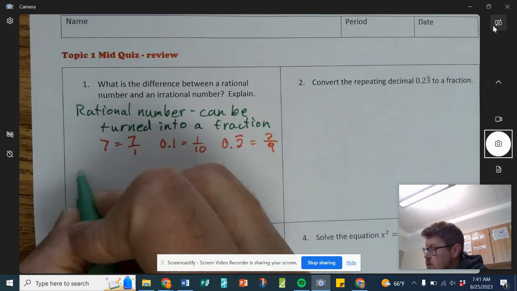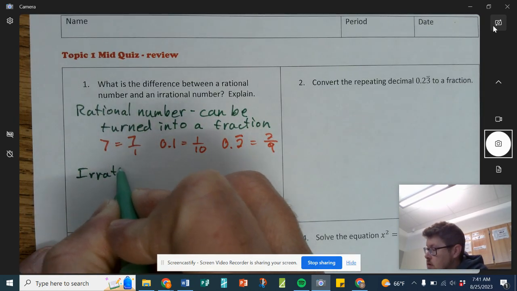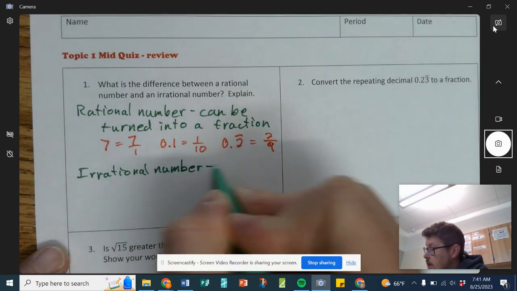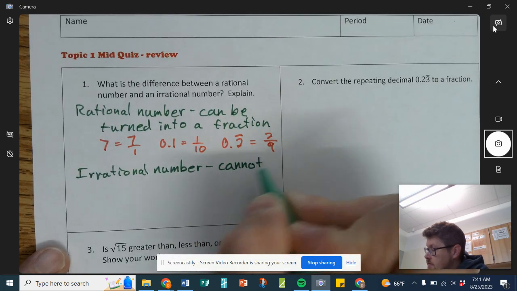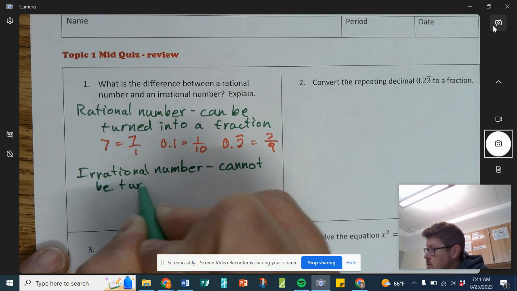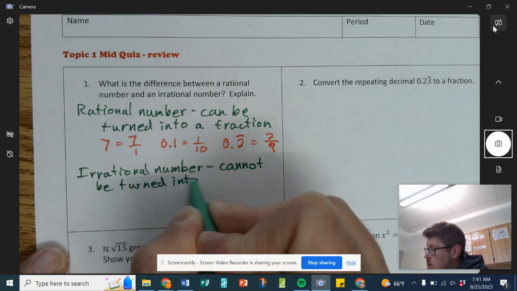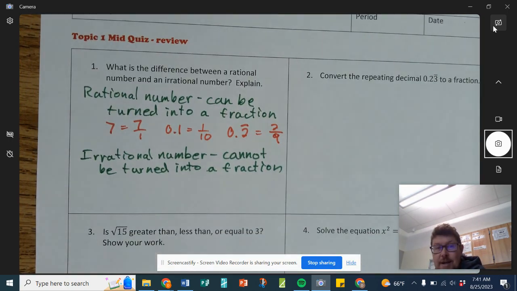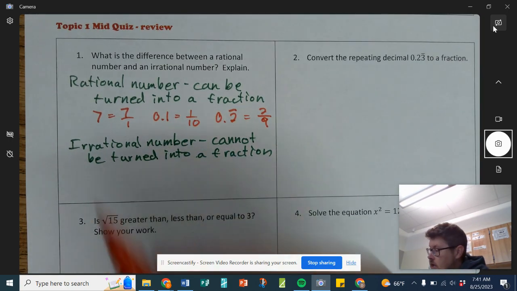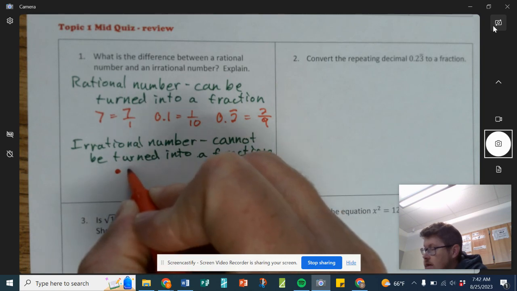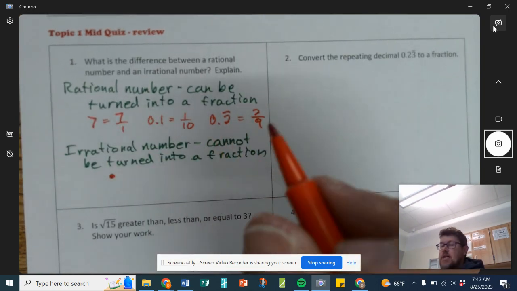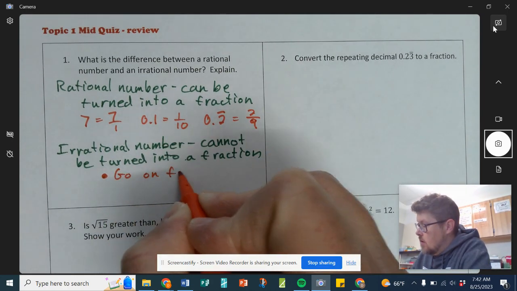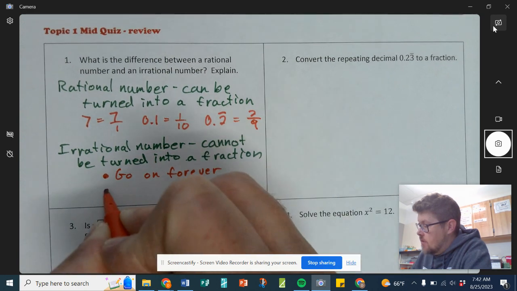Okay, now irrational numbers cannot be turned into a fraction. That's the big difference. Okay. So whereas all your rational numbers can be turned into fractions, your irrational numbers cannot be turned into fractions. So what this means is the technical word is non-terminating. They basically never end, right? So they go on forever. And there's no pattern, right? So they don't repeat.